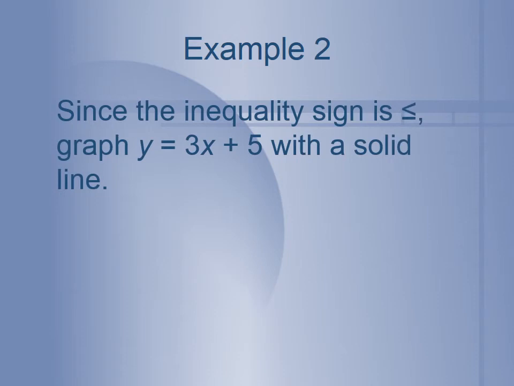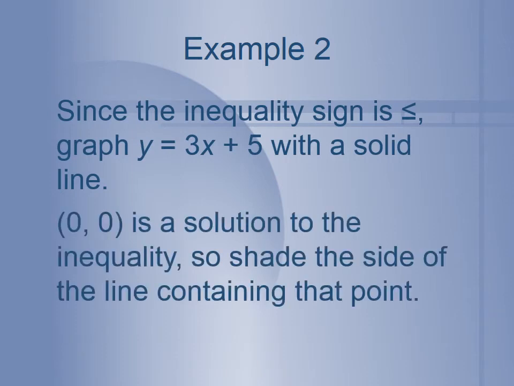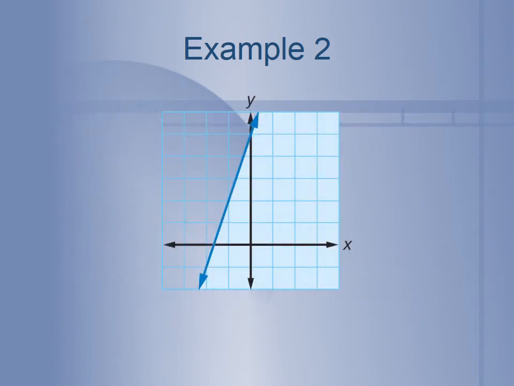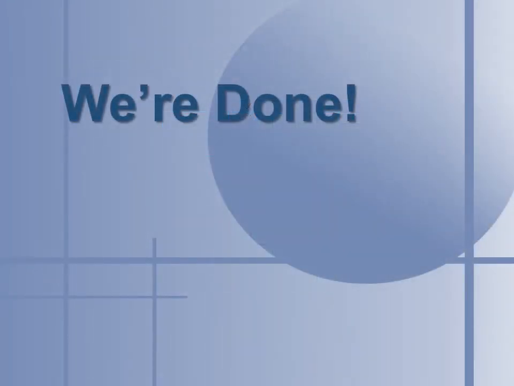Since the inequality sign is less than or equal, we're going to use a solid line when we graph this inequality. Then we're going to test a point. We're going to test (0, 0), and (0, 0) works. Okay, so since it works, we're going to shade to the side that contains (0, 0). So here's the line that we graphed using our slope and our y-intercept. It's a solid line because it does have the equal part. Okay, and (0, 0) was a solution, which means that we shaded all of this side. All right, we are done.